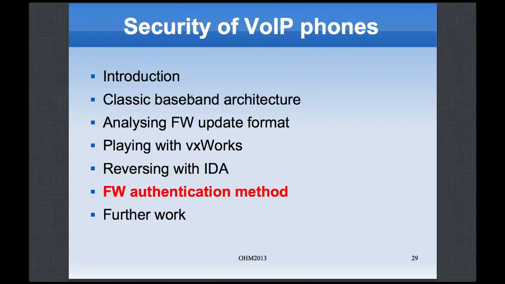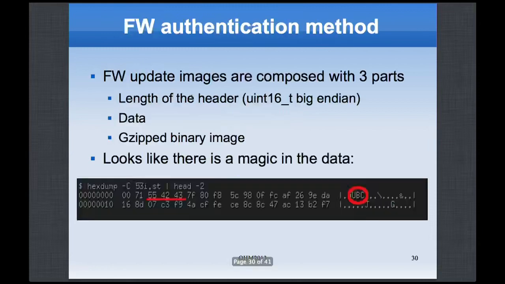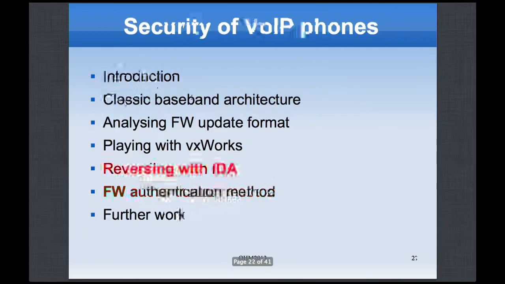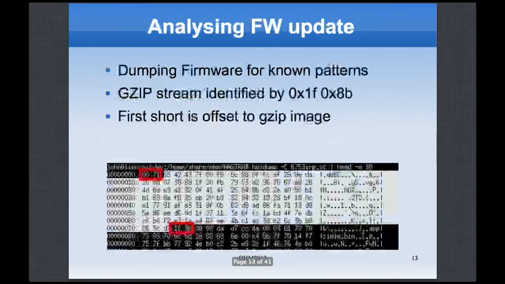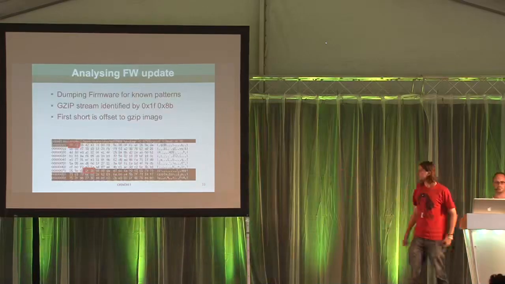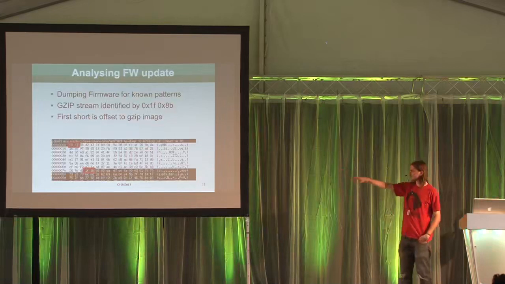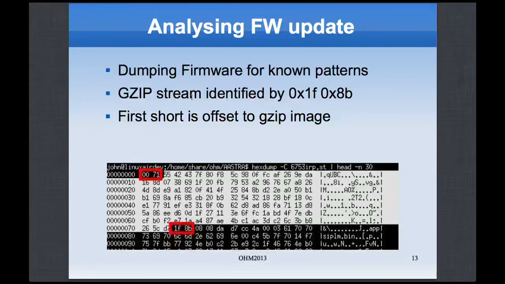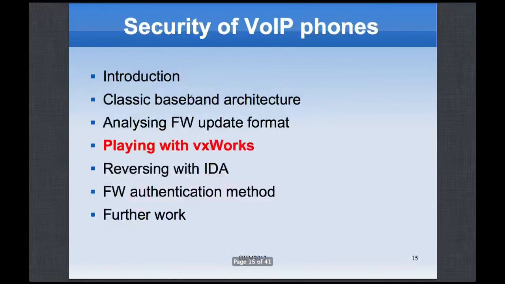Okay, so now we'll look at how we will finish the firmware analysis with the authentication method, because there were some in a previous slide. I don't know if I can go back. Yeah. Here, the part in white, we still haven't decoded it, because the first one is just a size, and then we have the JZip binary image. And between these is just some random numbers.